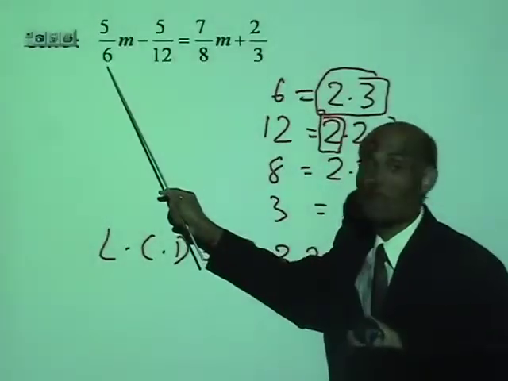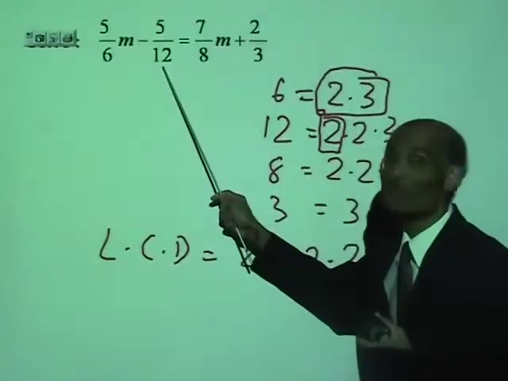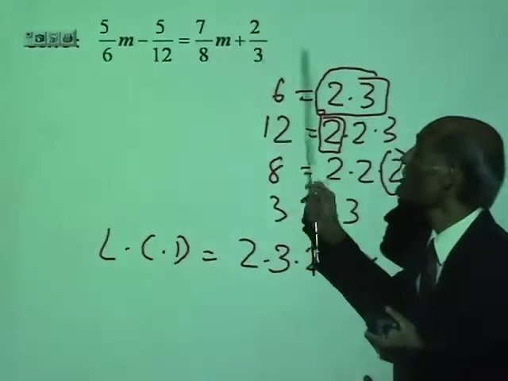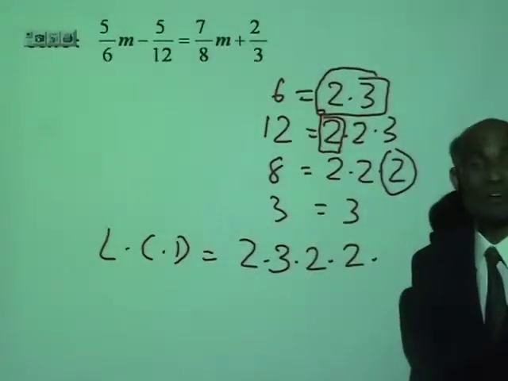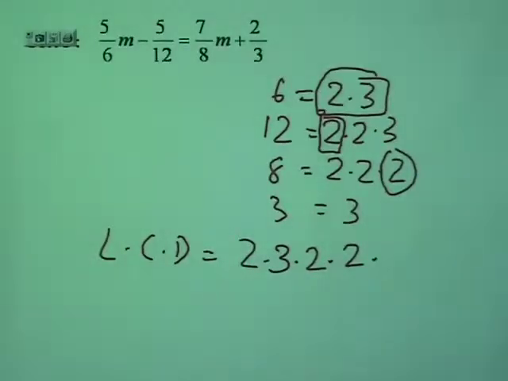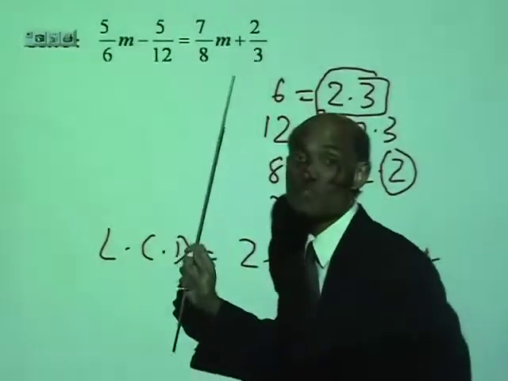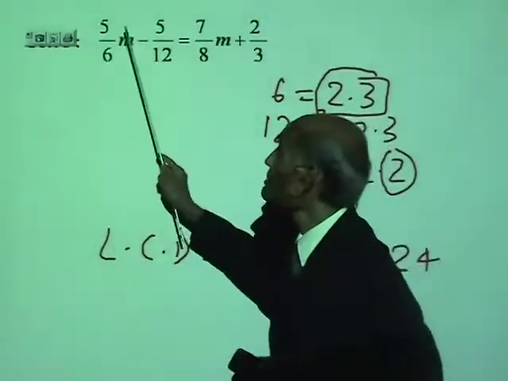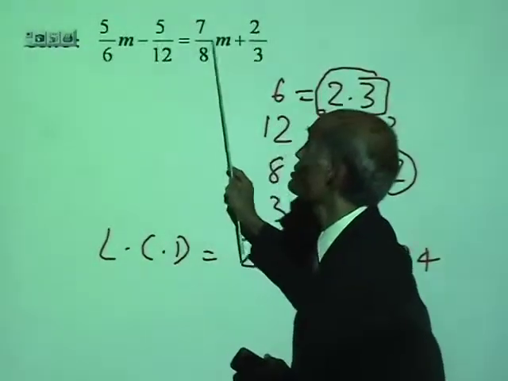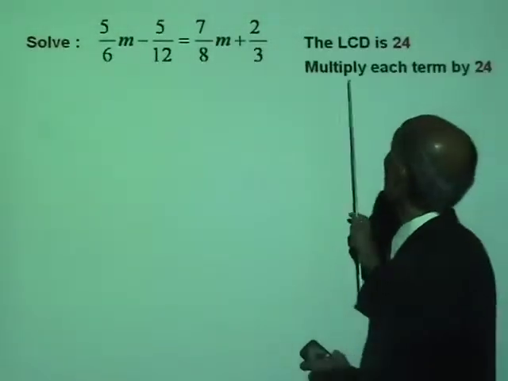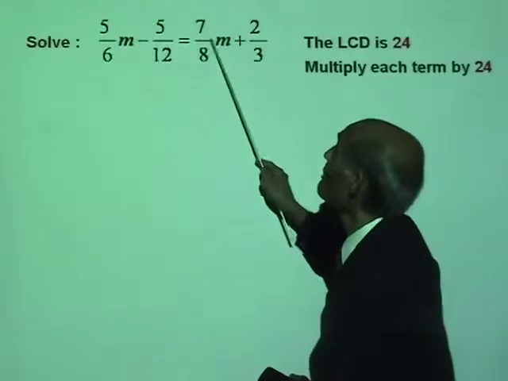24 can be divided by 6. 24 can be divided by 12. 24 can be divided by 8. And 24 can be divided by 3. I hope you got the method of finding the LCD. So the LCD now is 24. Since the LCD is 24, what do we do? Multiply each term of the equation by 24.